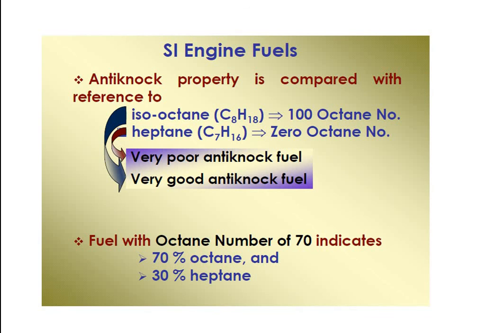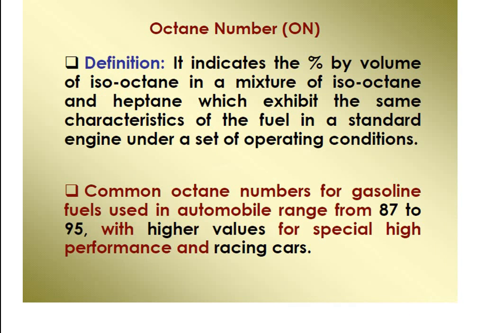Now, how SI engine fuels are rated. The knock property is compared with two reference fuels, that is isooctane, C8H18, having 100 octane number, and heptane, C7H16, which has 0 octane number. Isooctane is a very good anti-knocking fuel and heptane is a very poor anti-knock fuel. A fuel having octane number 70 indicates 70% isooctane and 30% heptane.